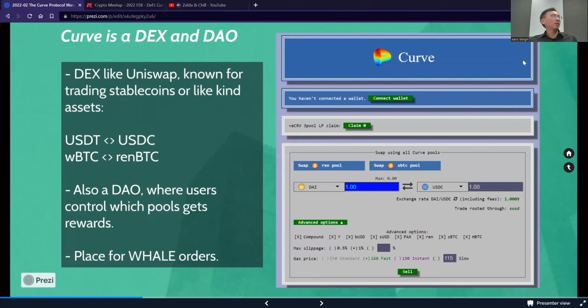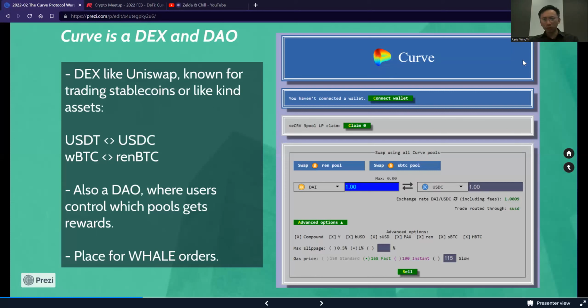All right, so Curve, besides being a DEX, is also a DAO, meaning that their native token, Curve CRV, you could use for voting rights, where you could redirect specific things that the protocol does behind the scenes.